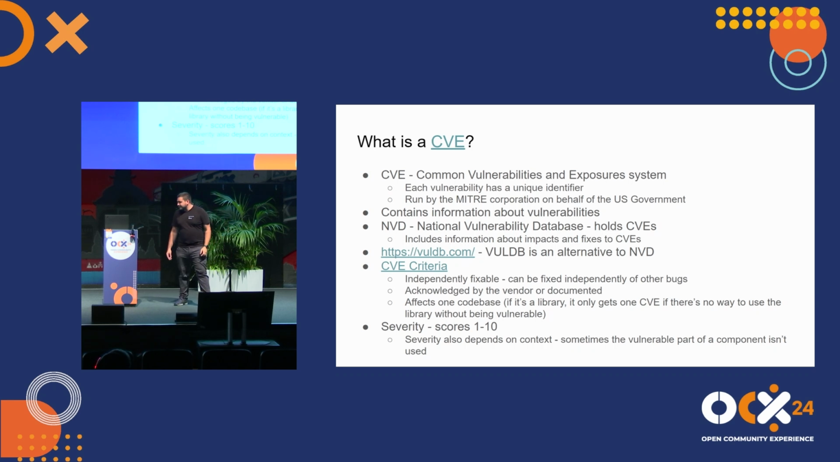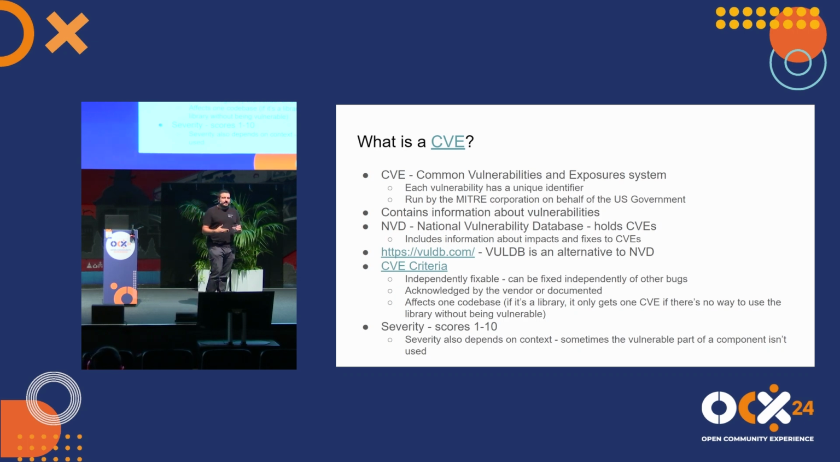In order for something to be declared a CVE, there is a set of criteria. It's got to be independently fixable, so you can patch the vulnerability without introducing other behavior. It's either acknowledged by the vendor or documented. It affects one code base. So like if it's a library, it only gets one CVE if there's no way to use the library without being vulnerable. And you get a severity score, 1 to 10. 1 is like not a big deal at all. 10 is an incredibly big deal, critical vulnerability.